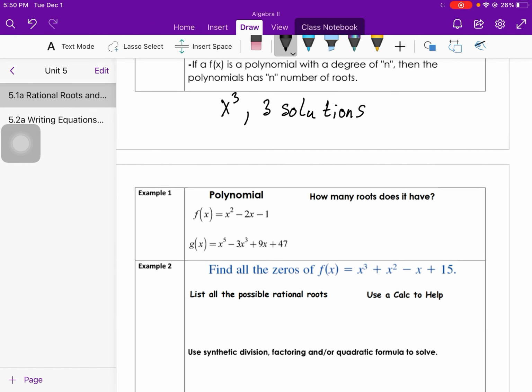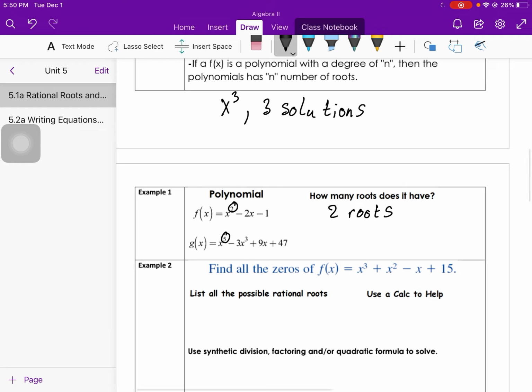So how many roots does it have? Let's look at these. There's 2. This is a squared, a quadratic, so there's 2 roots for this one. The highest degree is 2. This next polynomial, 5 is the highest degree, so we have 5 roots, or we know there should be 5 solutions.